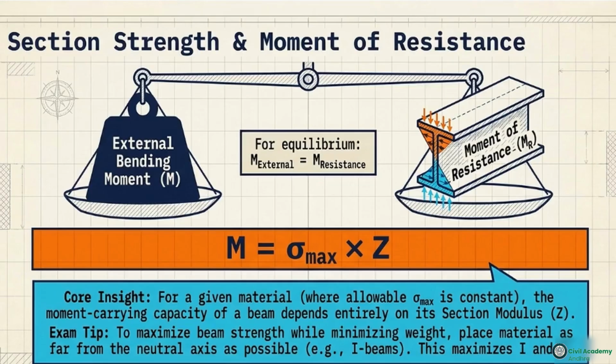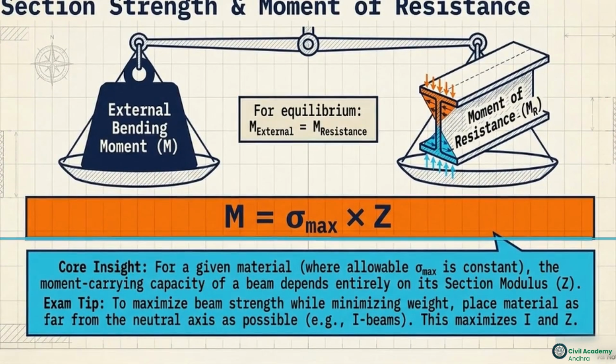This illustrates the moment of resistance. For equilibrium, internal resisting strength must match the external load. M equals sigma max times Z. For a fixed maximum stress, a beam's safe carrying capacity is dictated entirely by its section modulus.